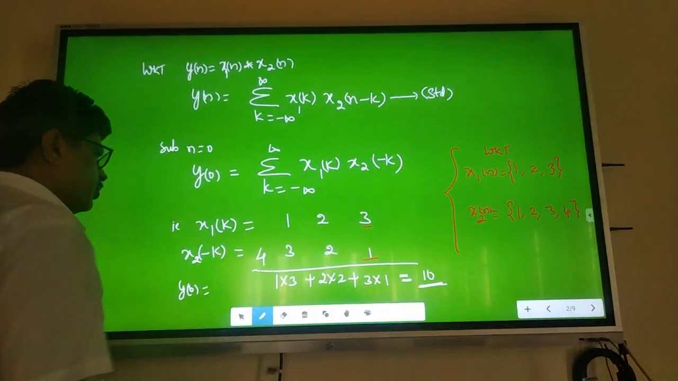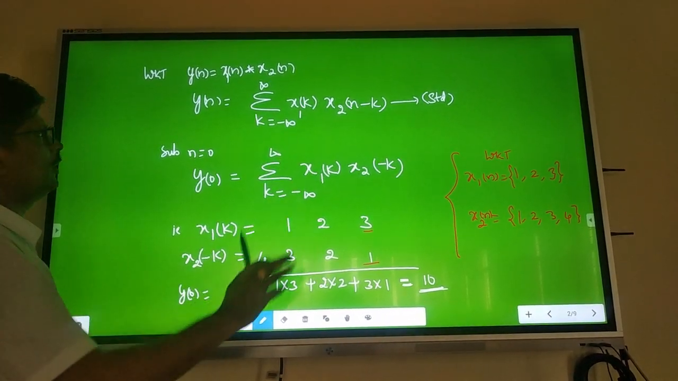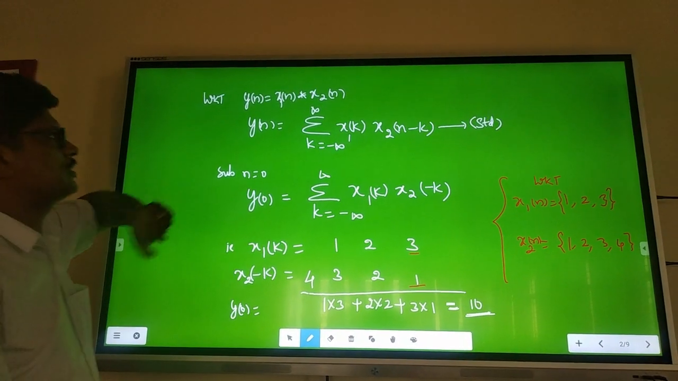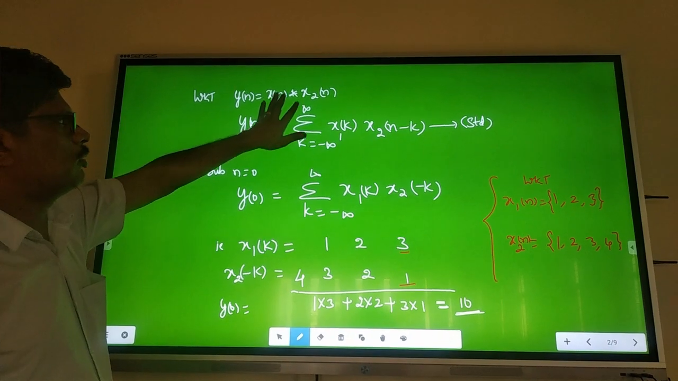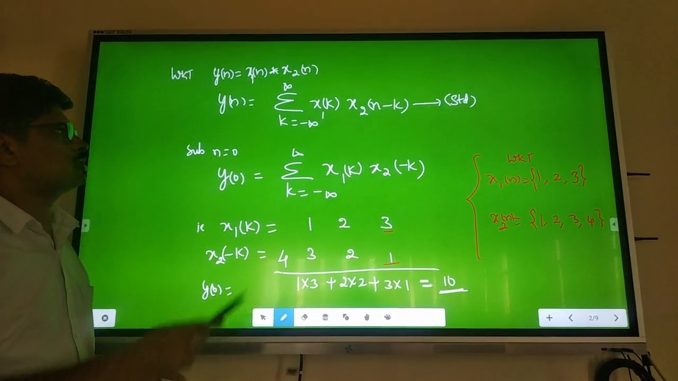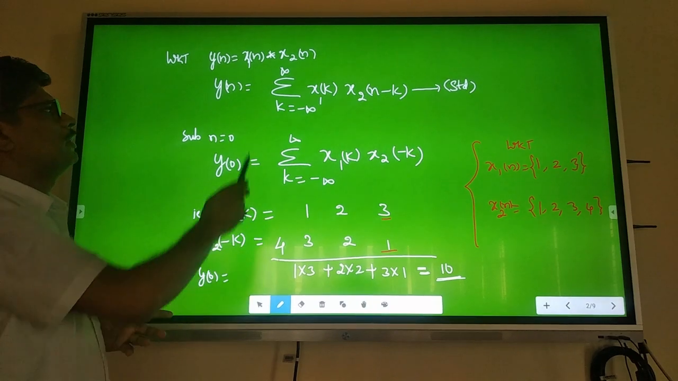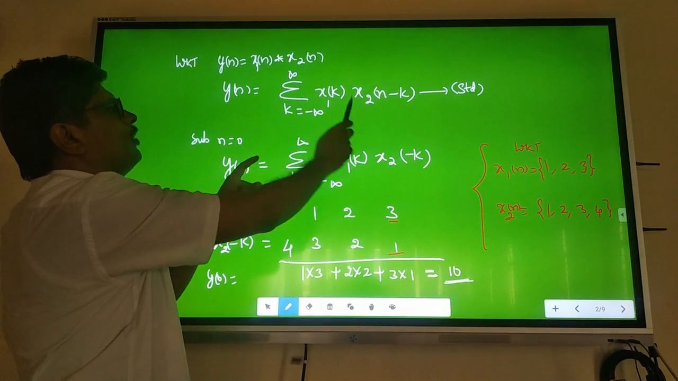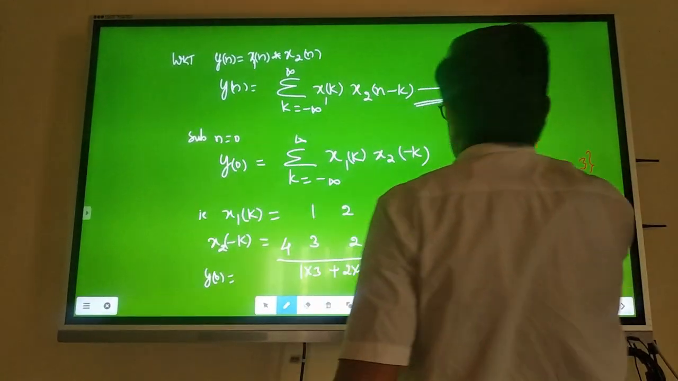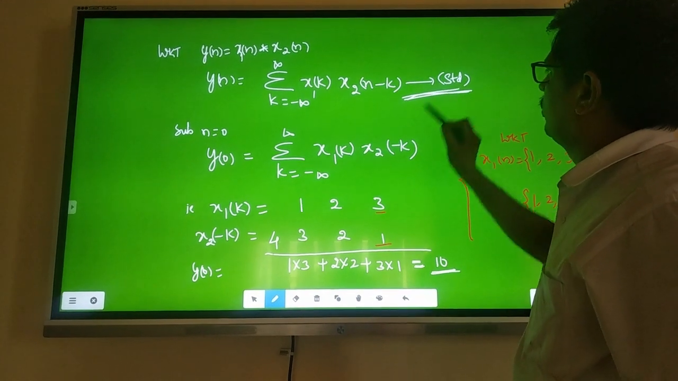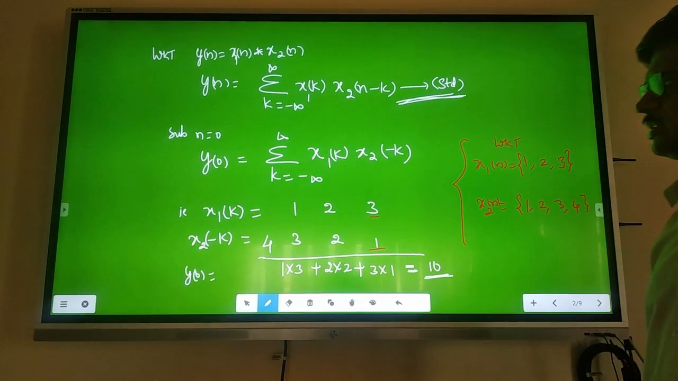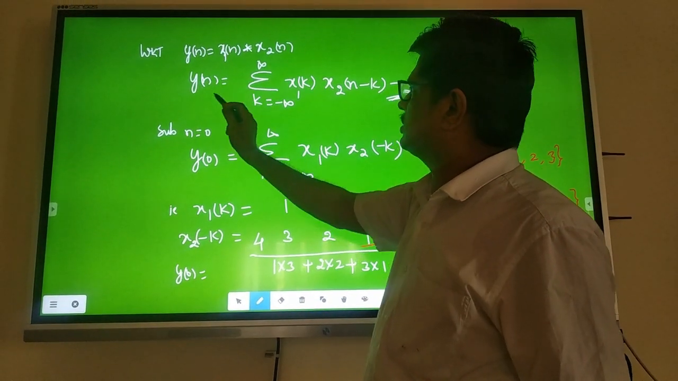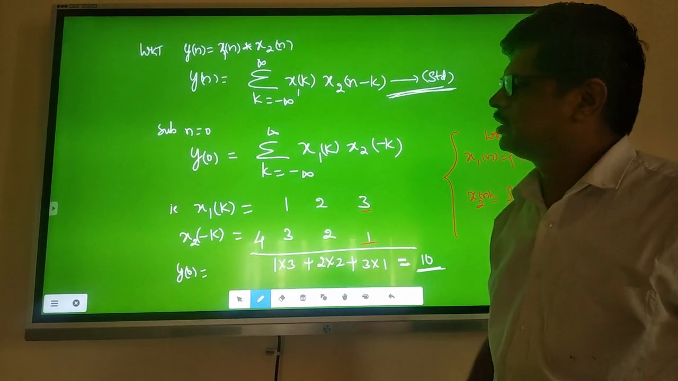First, the inputs are given as 1, 2, 3 and 1, 2, 3, 4. Now write the equation. Y of n is equal to x1n convolution x2n, which is the standard equation: Y of n is equal to summation over k from minus infinity to plus infinity of x1k, x2 of n minus k. You know this. Now, just follow this procedure. Substitute n equal to 0 into this standard equation.